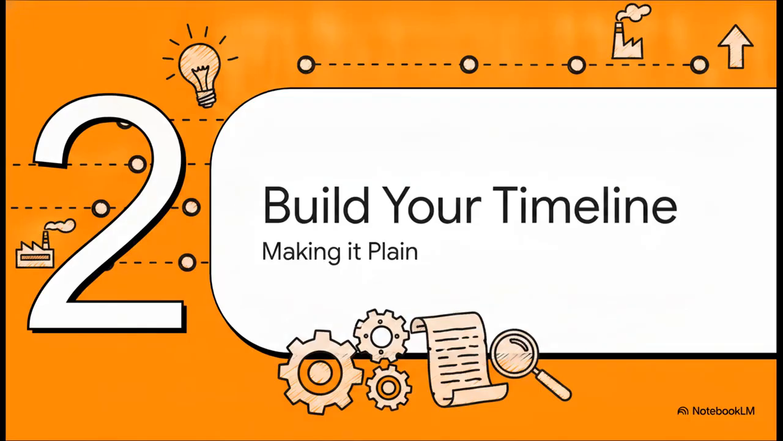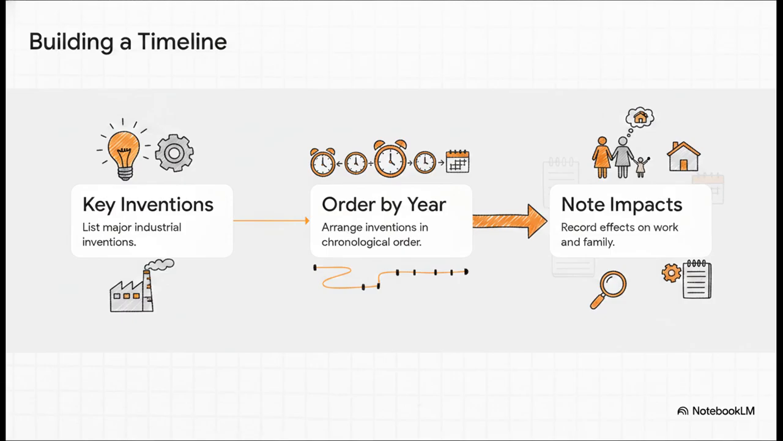Section 2. Steps to build your timeline, making it plain. All right, so we know why timelines matter, but how do we actually make one? Let's get into the practical mechanics of building this thing. Building a great timeline really comes down to 3 essential steps. Step 1, identify key inventions. Basically, you comb through history and pick out the major milestones, the real game changers.